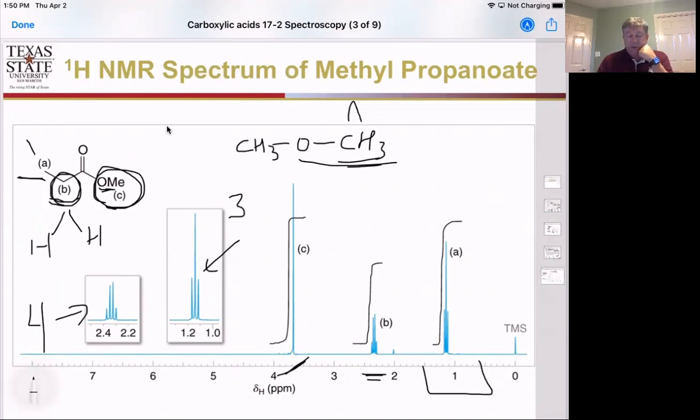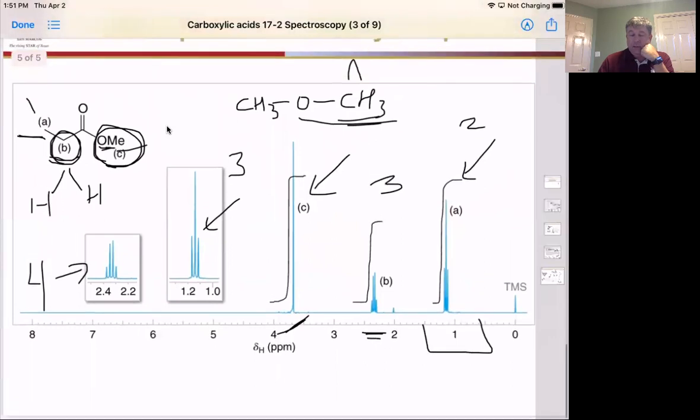So we can tell from our splitting alone that this has to be our isolated methyl group. This has to be the one that's next to 2 hydrogens, and this one has to be the one next to 3 hydrogens. Okay, and that is all we have for spectroscopy on carboxylic acids.